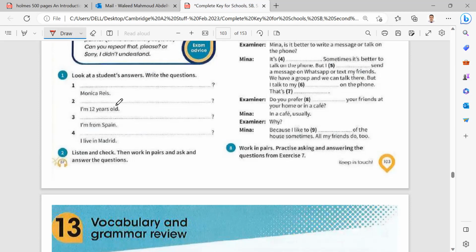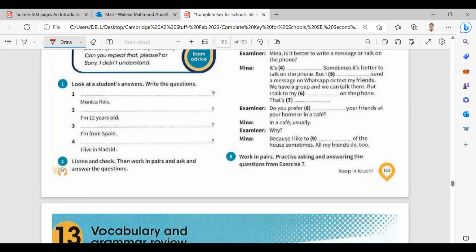What's your name? Could I have your name, please? What's your full name? Could I have your name, please? I am 12 years old. How old are you? Yes, I am from Spain. Where are you from? I live in Madrid. Where do you live? Okay. طيب listen and check, then work in pairs. طيب خلينا نشوف listen and check. 87.